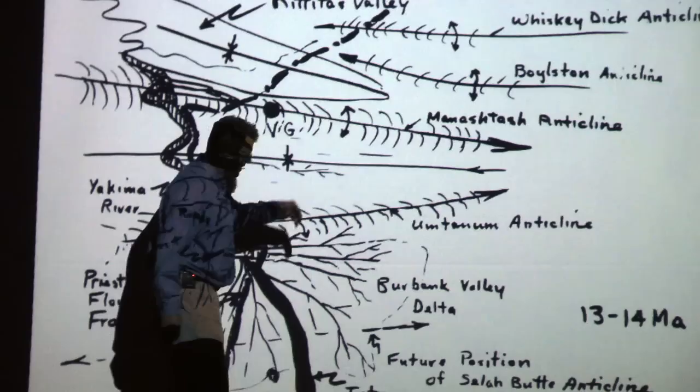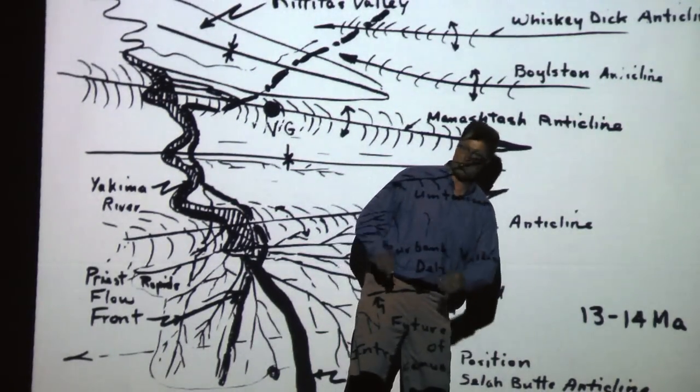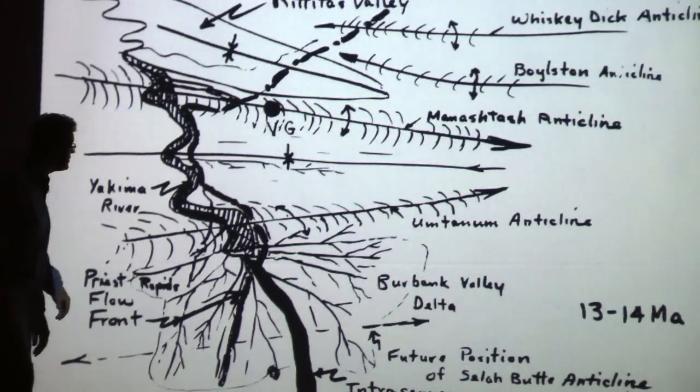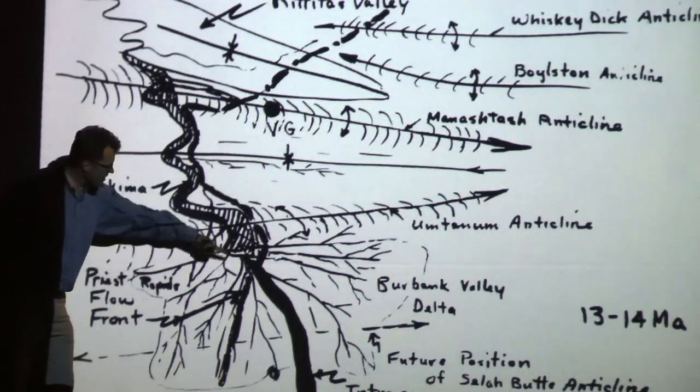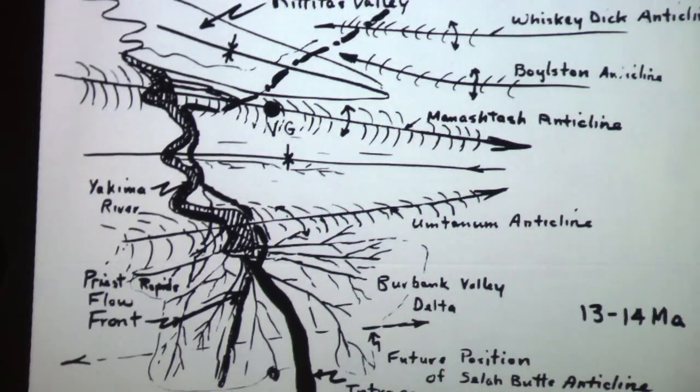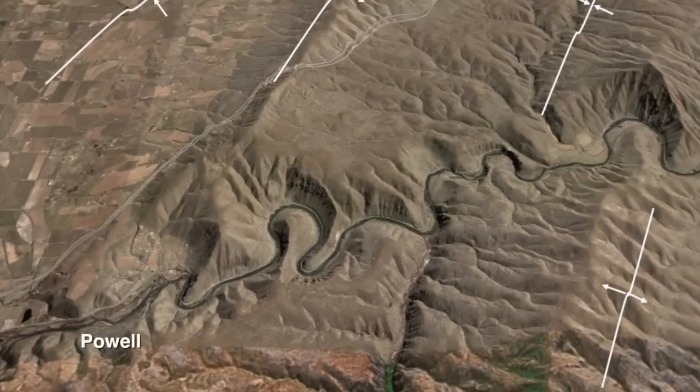So here's a snapshot, very complicated, from the late 1980s, before we installed GPS. Bob visualizing 13 million years ago, the Yakima River already kind of here, and the hint of uplift, not quite the major uplift that we were talking about in the last 10 million years.